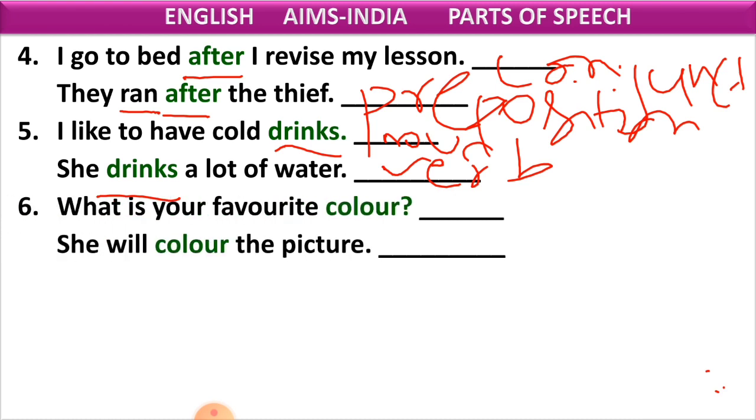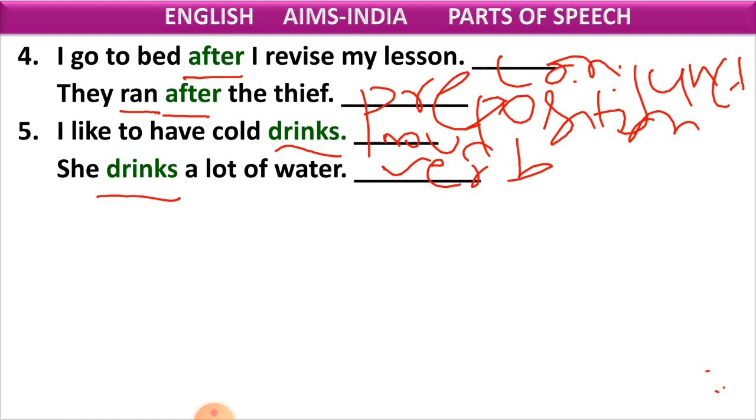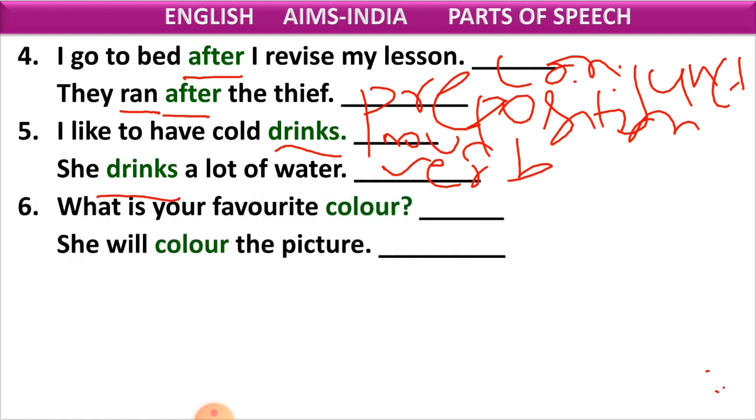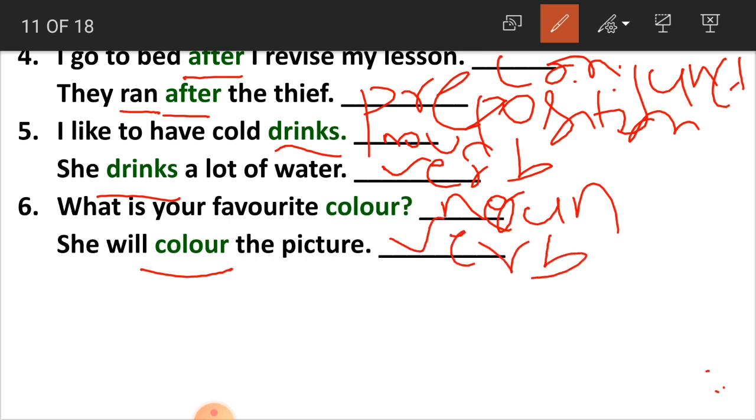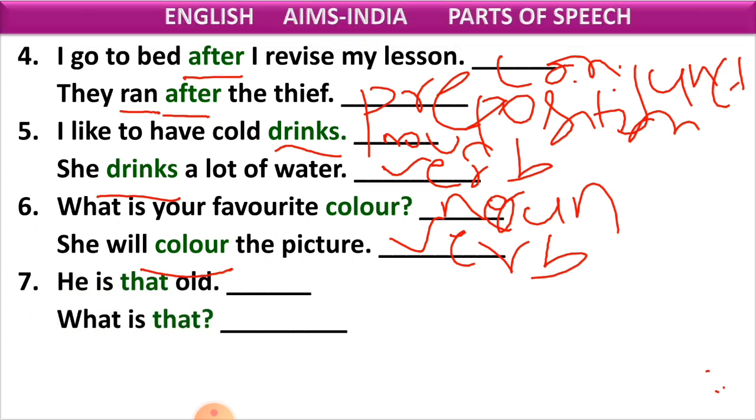What is your favorite color? Again, color becomes our noun. And she will color the picture. Again here color becomes coloring, drawing, dancing, drinking, all these come under some work. So that's why this again becomes our verb. Okay. Now the seventh sentence.